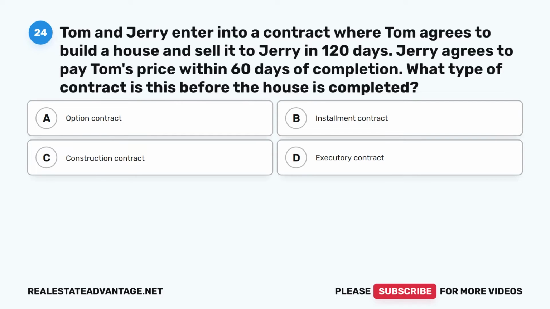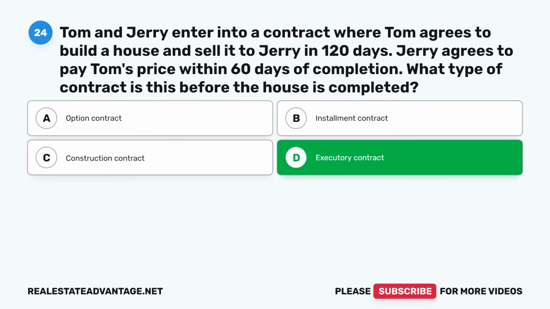Question 24. Tom and Jerry enter into a contract where Tom agrees to build a house and sell it to Jerry in 120 days. Jerry agrees to pay Tom's price within 60 days of completion. What type of contract is this before the house is completed? A. Option contract. B. Installment contract. C. Construction contract. D. Executory contract.